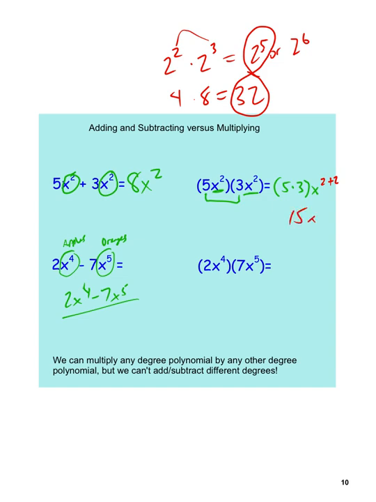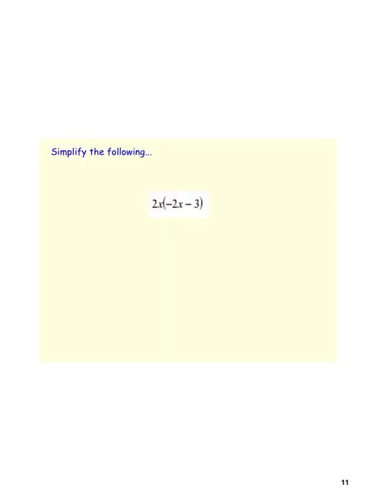So this would be 15x to the fourth here. This one would be 14, 2 times 7. And then x to the ninth, again, because it's 4 plus 5 when it comes to those exponents. So just a reminder down here, you can multiply any degree polynomial by any other degree polynomial, but you can add and subtract different degrees. So a couple last things here. We're used to some of these, kind of distributing the 2x. So 2x times negative 2x would be a negative 4x squared, again, because it's x to the 1 and x to the 1, so you add those exponents to get 2. Or 2x times negative 3 is minus 6x. So there's one that we're used to.